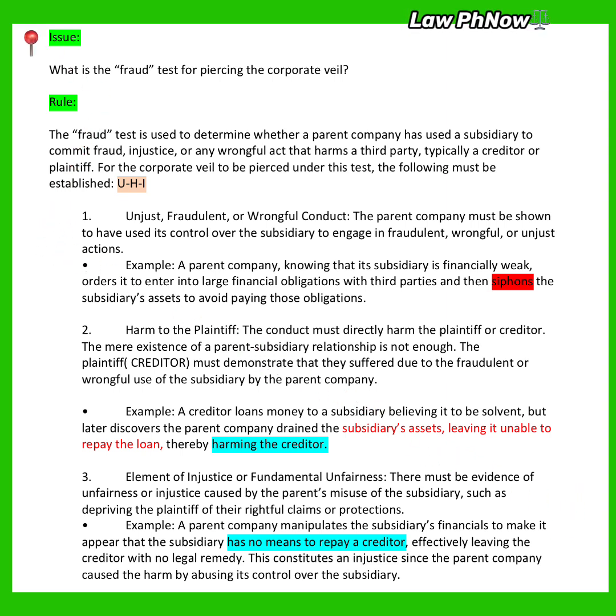1. Unjust, fraudulent, or wrongful conduct. The parent company must be shown to have used its control over the subsidiary to engage in fraudulent, wrongful, or unjust actions. Example: a parent company, knowing that its subsidiary is financially weak, orders it to enter into large financial obligations with third parties and then siphons the subsidiary's assets to avoid paying those obligations.